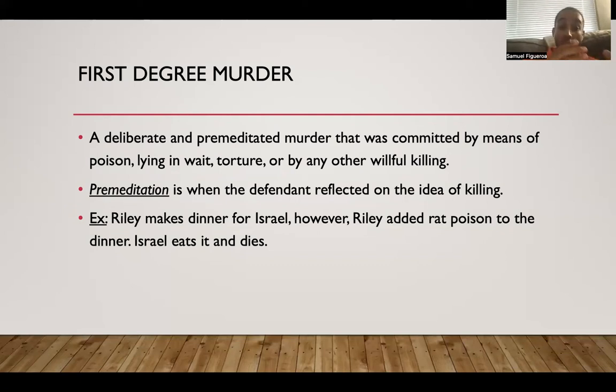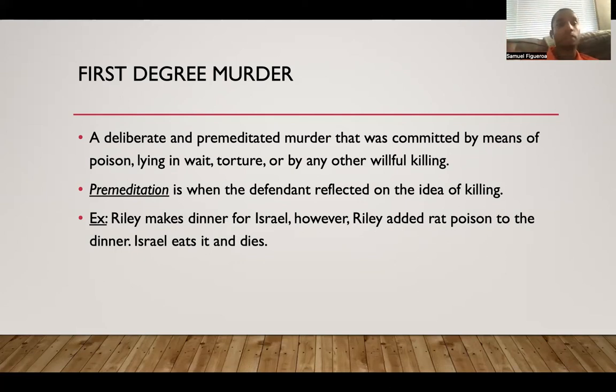Deliberation is basically a cold-blooded act made by the defendant towards the victim. So stabbing, shooting intentionally. That is an example of deliberation, and also having that thought process behind doing that act. Premeditation is very similar, as you can see with the second bullet point on this PowerPoint slide, in that premeditation is when the defendant reflected on the idea of killing, which means that the defendant thought about it and wanted to do it. The defendant told him or herself, I want to kill the victim.